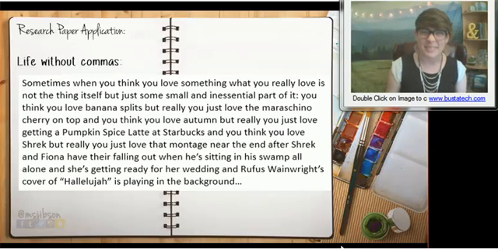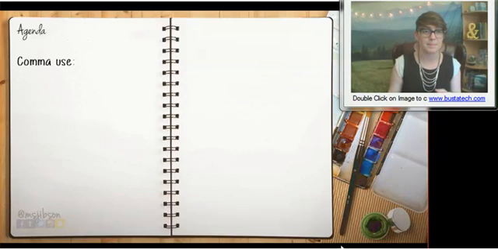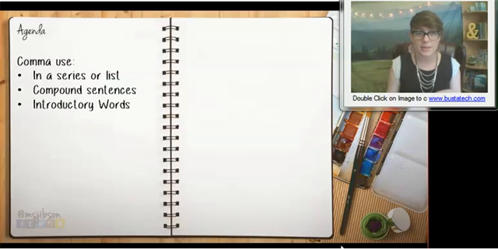It's kind of tough to live without commas. So this is an example of a huge run-on sentence where the author didn't have any commas to cue for the reader the flow of the sentence. So there are a couple different ways, like we talked about, that you're going to be able to use commas after this lesson: in a series or a list, in compound sentences, and introductory words.